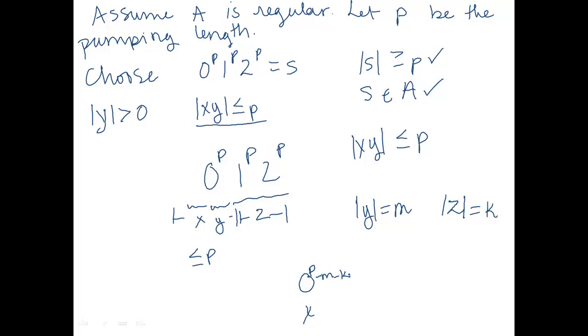And then the y piece is going to be 0 to the m. There's m zeros. The z piece is going to be the rest: 0 to the k, 1 to the p, 2 to the p. If we add this back in, I've got p minus m minus k zeros plus m zeros plus k zeros. So I still have p zeros. I haven't done any magic and lost part of the string. All of my string is still there. Let me transfer this to a new sheet.